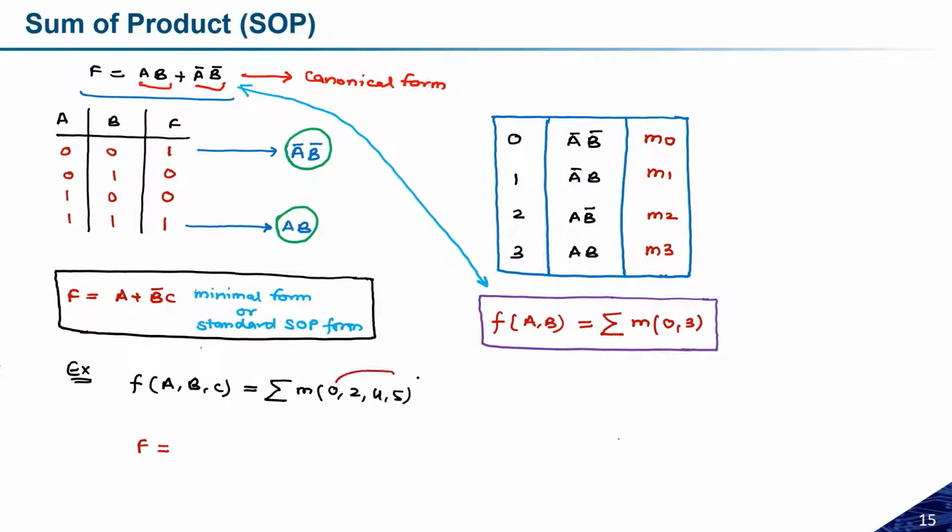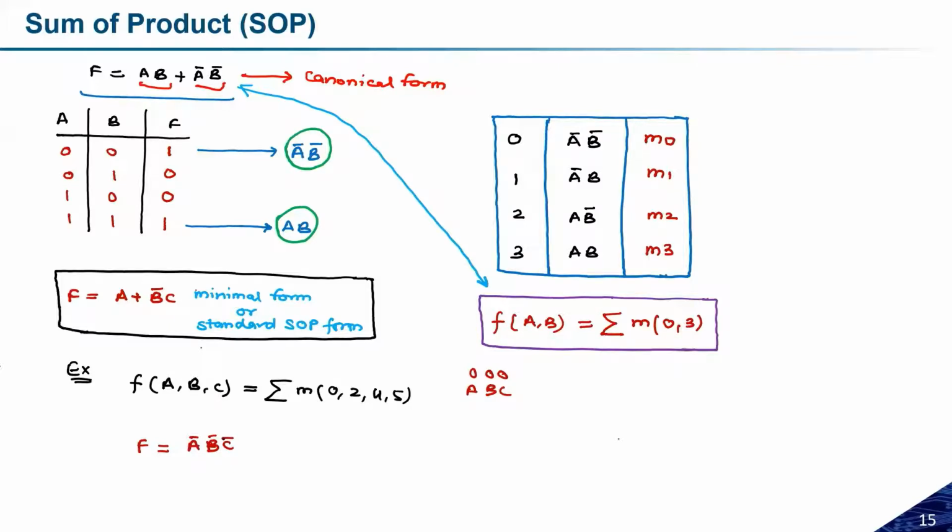See, 0 means A bar, B bar, C bar, right? I have to make the equivalent function. I have three variables, A, B, and C, and for 0 I need to make all three things 0, 0, 0. So I will require A bar, B bar, and C bar. So this is the first term, which is related to 0.